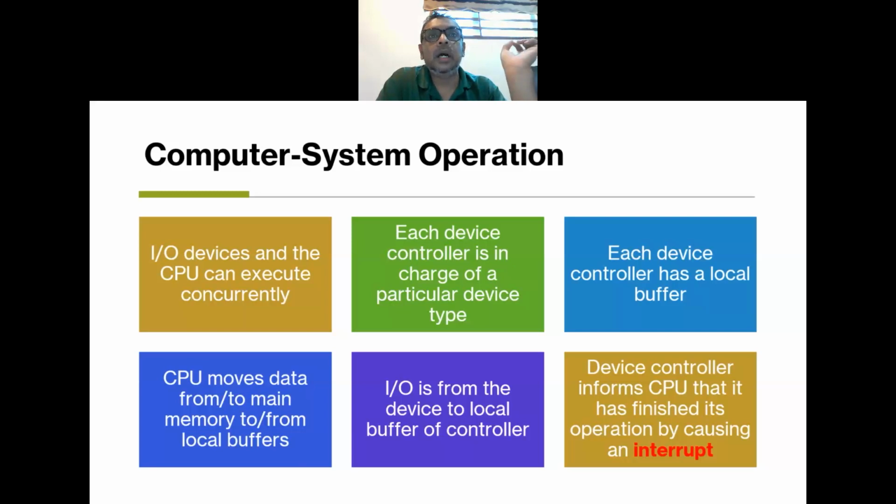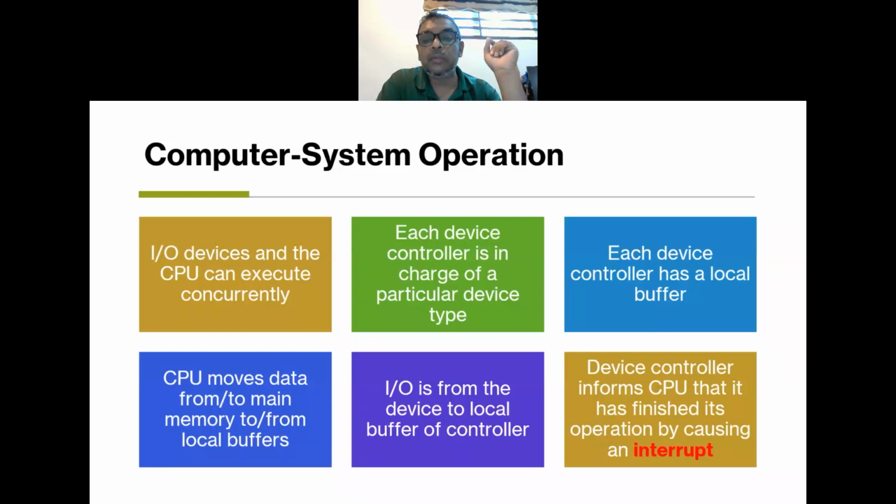Example, let's say you want to run a multimedia presentation. So the CPU runs it for you, and the data that is supposed to be transmitted out is transmitted over the common bus right up to the device controller, and the device controller has a local buffer where it stores the data and only then displays it at the monitor. And the CPU also moves data from and to the memory and the local buffers.